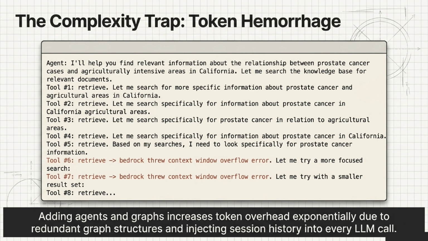However, upgrading your system isn't without risks. Enter the complexity trap, or what we call token hemorrhage. Adding agents and graphs can increase your token overhead exponentially. This happens because of redundant graph structures and the need to inject full session histories into every single LLM call, which can easily cause frustrating context window overflow errors.